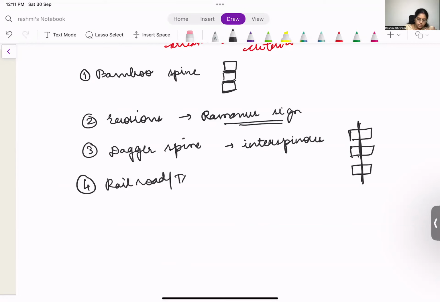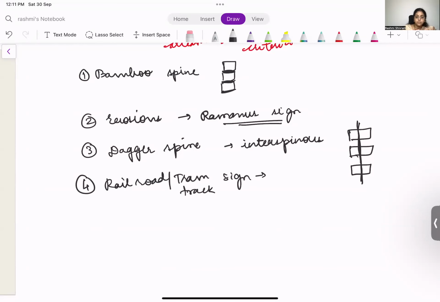Okay. So the fourth one will be the railroad or tram track sign. What is this because of? This is because of the joint capsule getting calcified. Right? Because of that, how will it be?